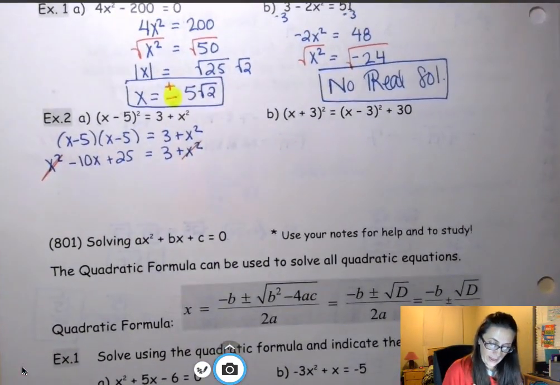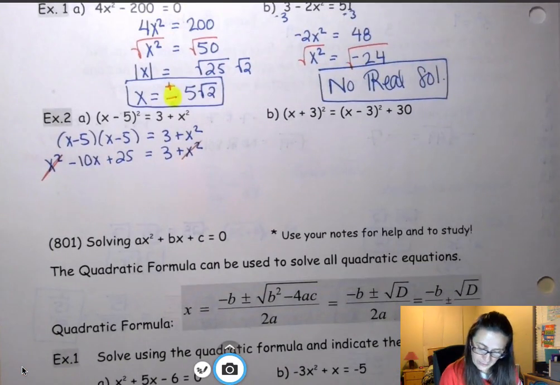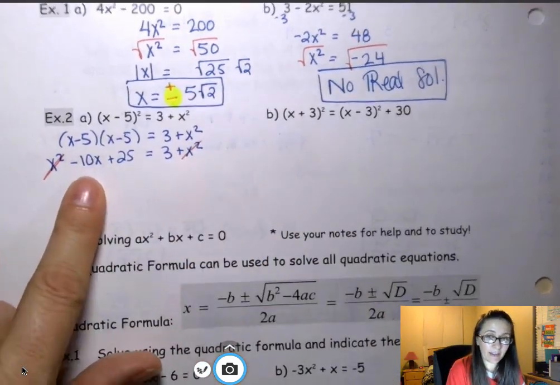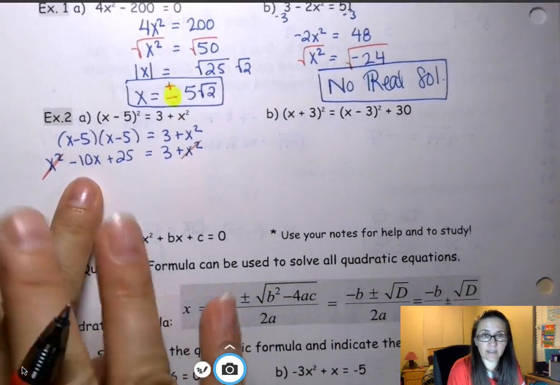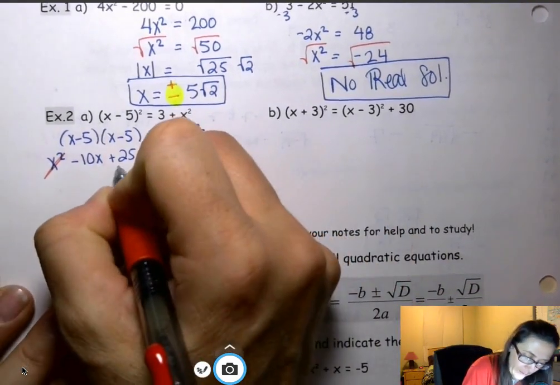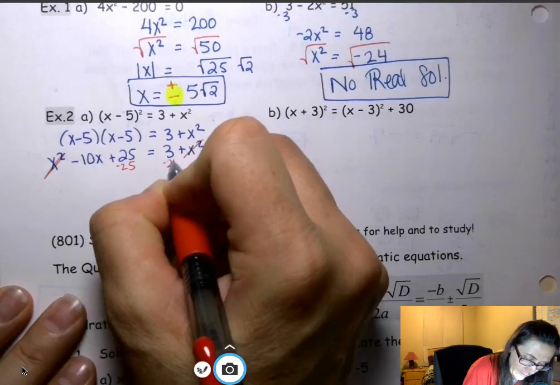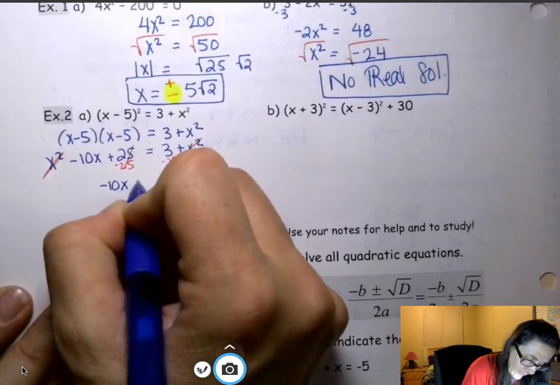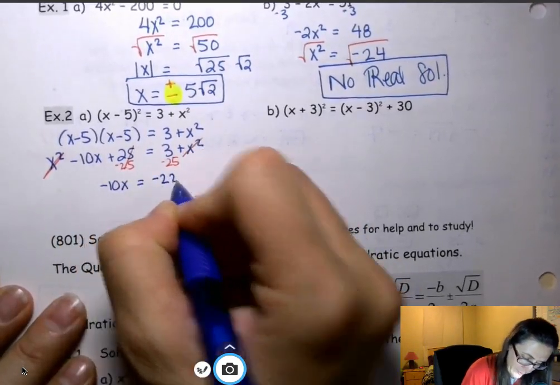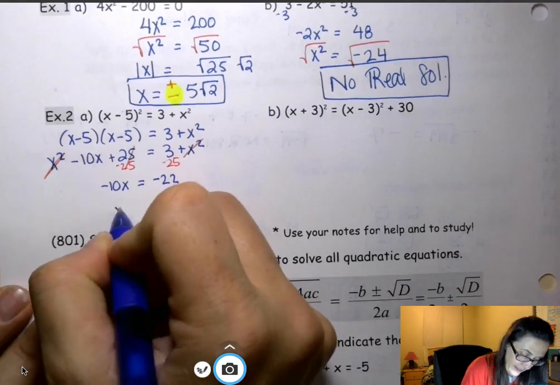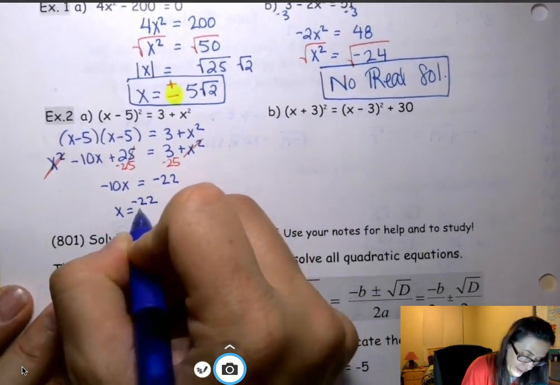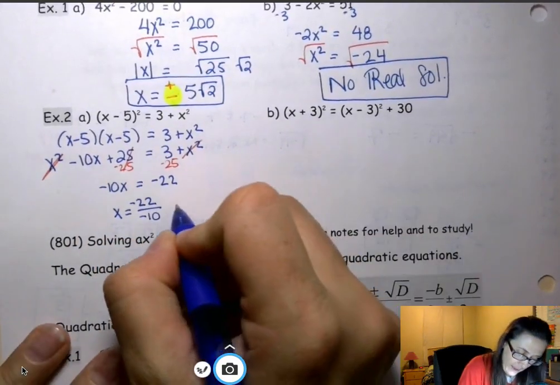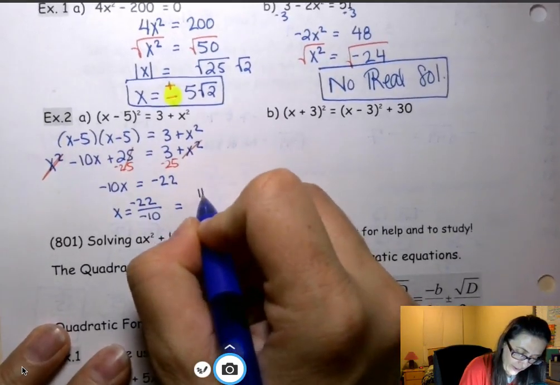Now, I personally like my x's to be positive. But I don't have another x, I only have the negative x, so I'm going to let it stay over here and be negative. I'm not really going to change it because there's not another one to change it with. So I am going to move the negative 25. I end up with negative 10x equals negative 22. Divide by negative 10, I get x equals negative 22 divided by negative 10. Negative over negative would be a positive. And I can simplify that. Divide by 2, I get 11 over 5.